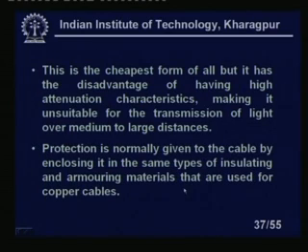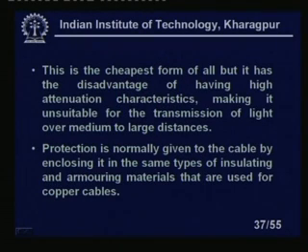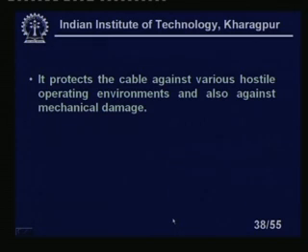Protection is normally given to the cable by enclosing it in the same types of insulating and armoring material that are used for copper cables. So, we have outside plastic, like we have for the electrical cable, that type of protection you will give. As in the case of copper cables, this will give you mechanical strength also. It protects the cable against various hostile operating environments, and also against mechanical damage.